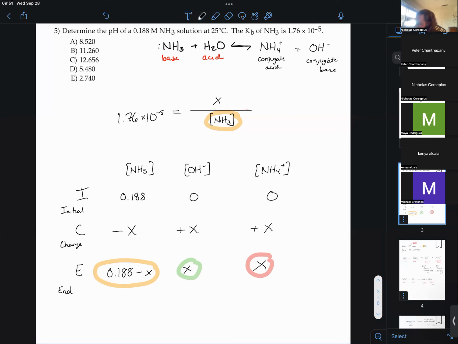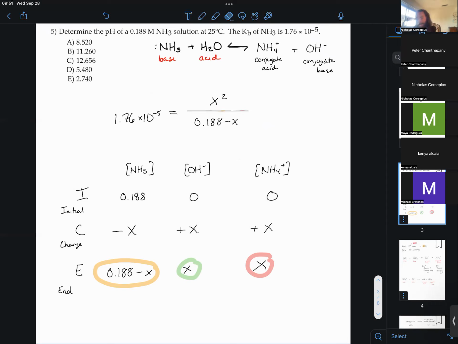And then lastly, I can replace down here my 0.188 minus X. Oops, it's not going to let me move that. Okay. And now I can punch this into my calculator and solve for the value of X.